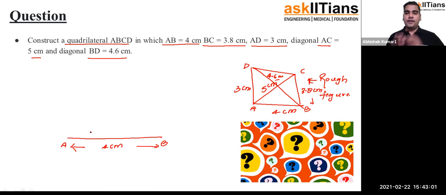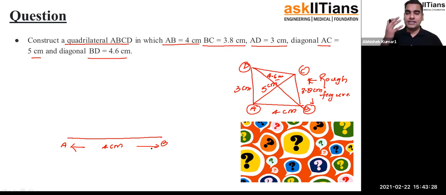Understood? Now let me make it very clear what our goal is here. Our goal is to form both triangles, triangle ABC and the other triangle ABD. If we can draw both the triangles properly, then you will automatically get your required quadrilateral. So first I am forming triangle ABC. We have drawn AB. Now I want to draw AC.